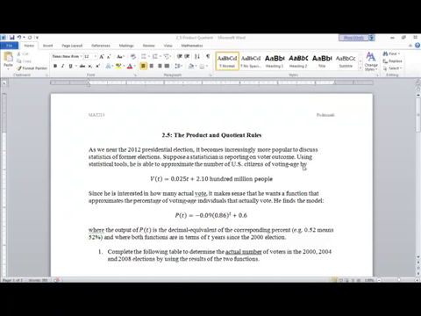Welcome to our 2.5 discussion on the product and quotient rules. We're going to split this up into two videos, one for the product rule and one for the quotient rule. So I'll motivate the idea by completing this activity, which is available on our course webpage.